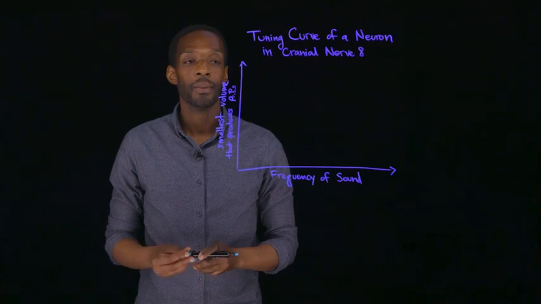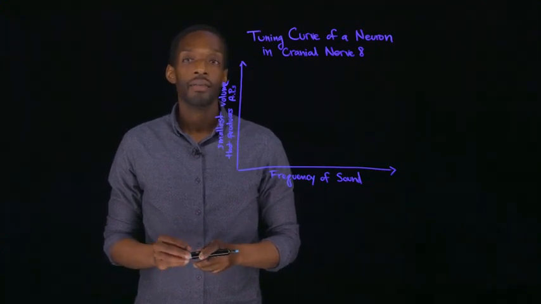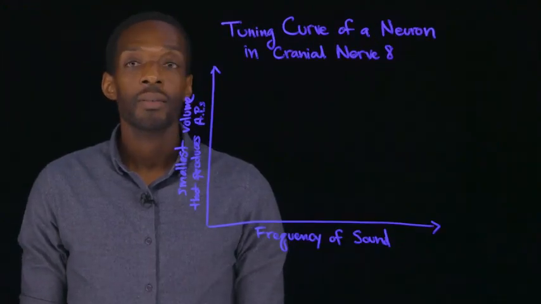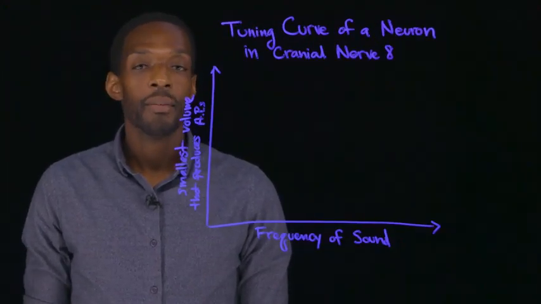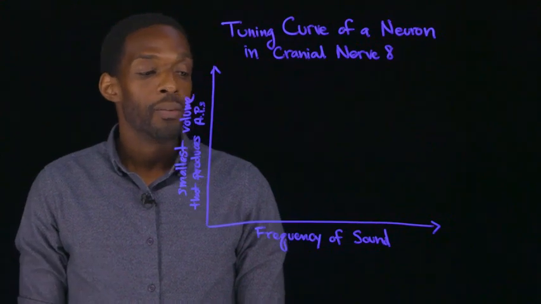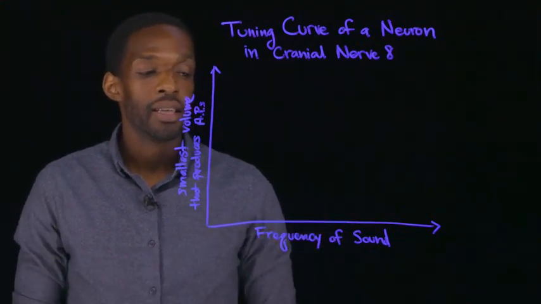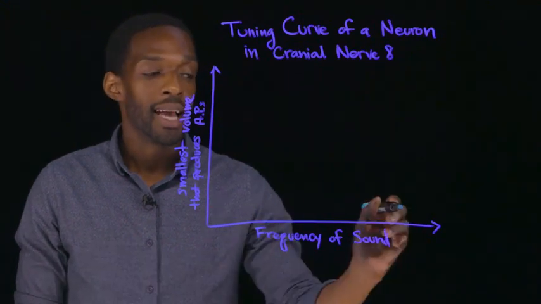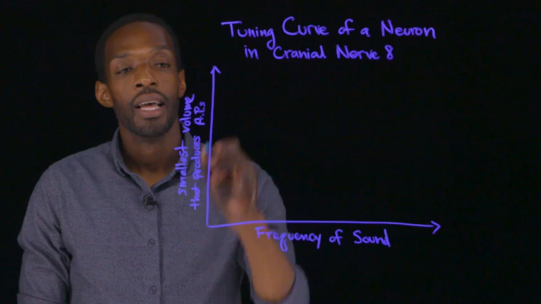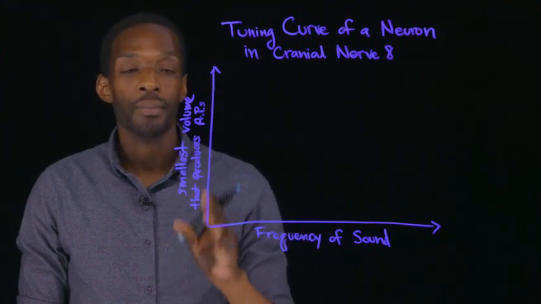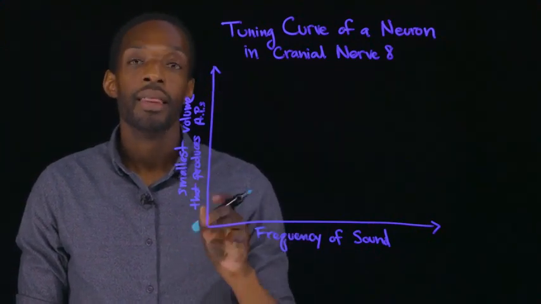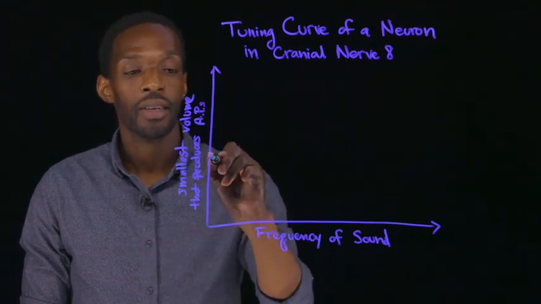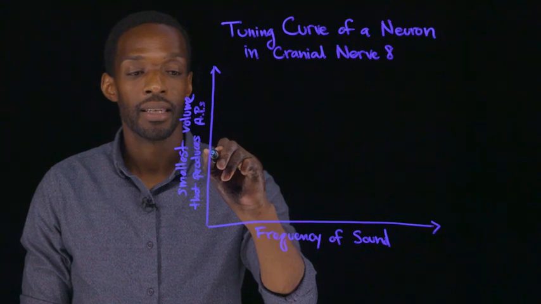Now that you've had a bit of review of tuning curves, let's see if you can follow along with this example where I'll illustrate a tuning curve of a neuron in cranial nerve 8. We'll assume that this is a neuron that is coming from the cochlea. And what we'll be looking to illustrate here is the frequency of sound to which this neuron is maximally responsive. So on the x-axis, we have the frequency of sound. On the y-axis, we have the smallest amplitude volume that would trigger action potentials. Okay, so let's say our tuning curve looks something like this.